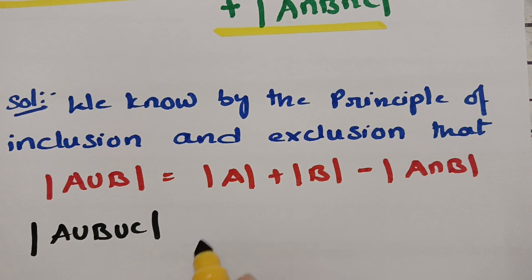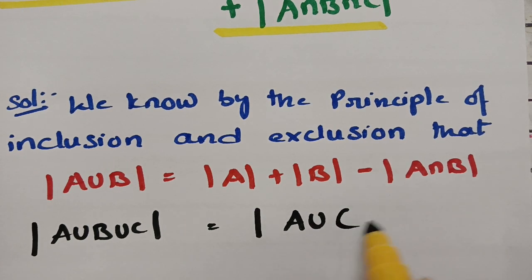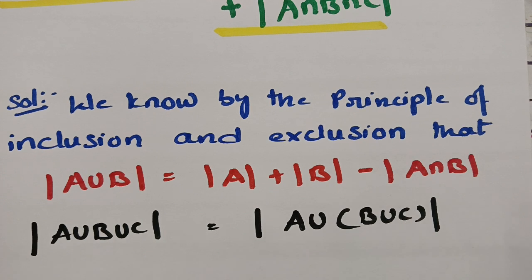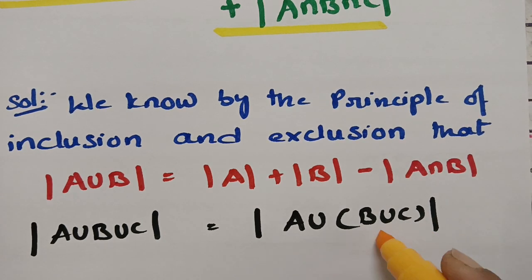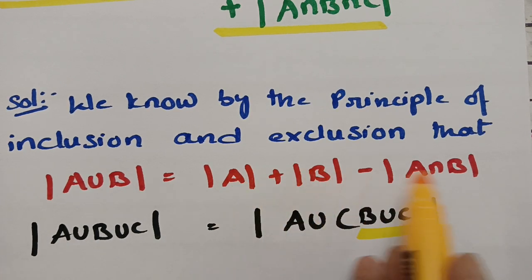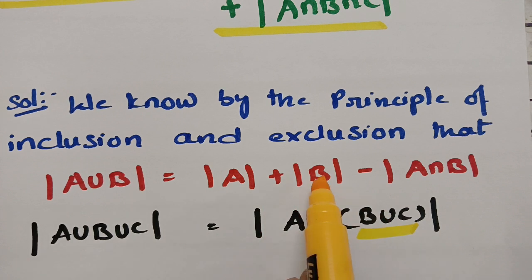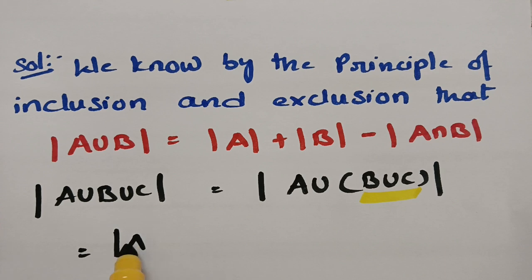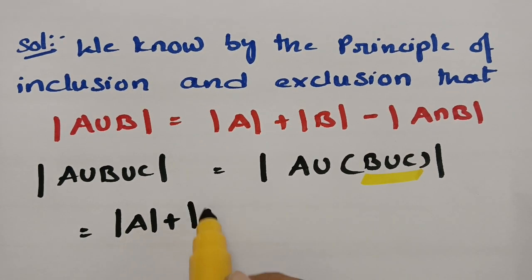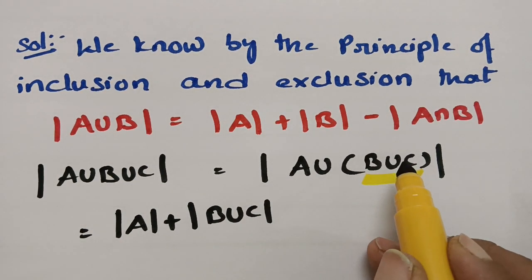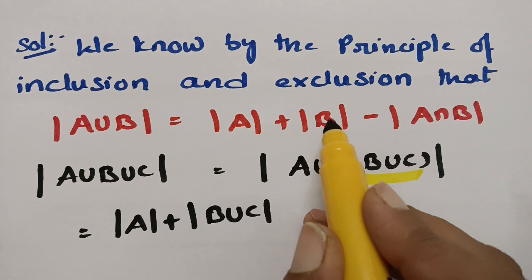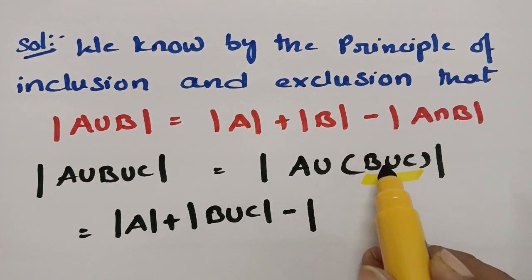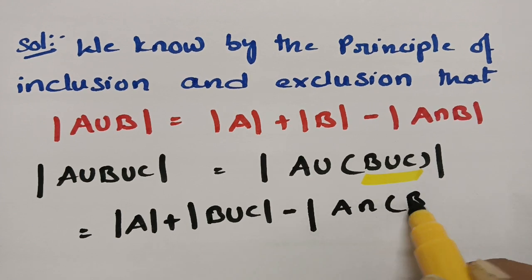Now I'm going to write this as the number of elements of, taking this as one bracket, A union B. If I consider this whole thing as one element, that is A union B, and apply the principle, this will be the number of elements in A plus the number of elements in B minus the number of elements in A intersection B. So applying the principle of inclusion, this will be the number of elements in A plus the number of elements in B union C, which I am going to consider as one unit, minus, in this formula, A intersection B, which I am going to write as A intersection B union C.